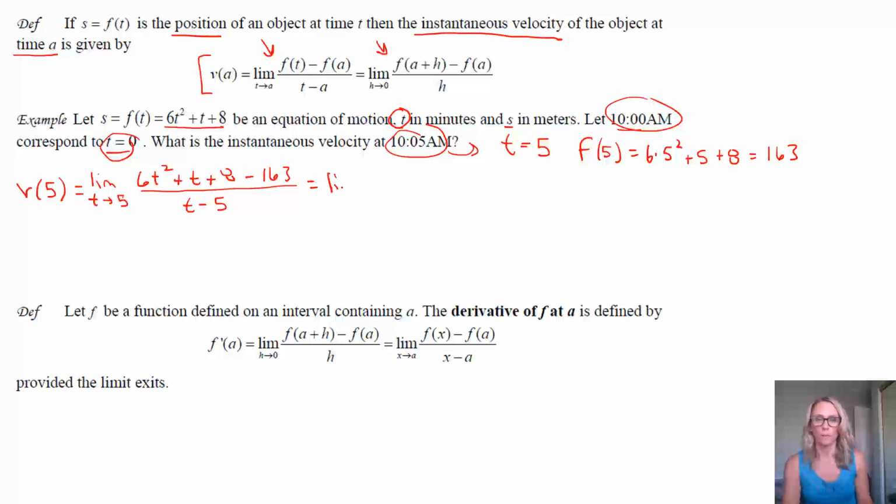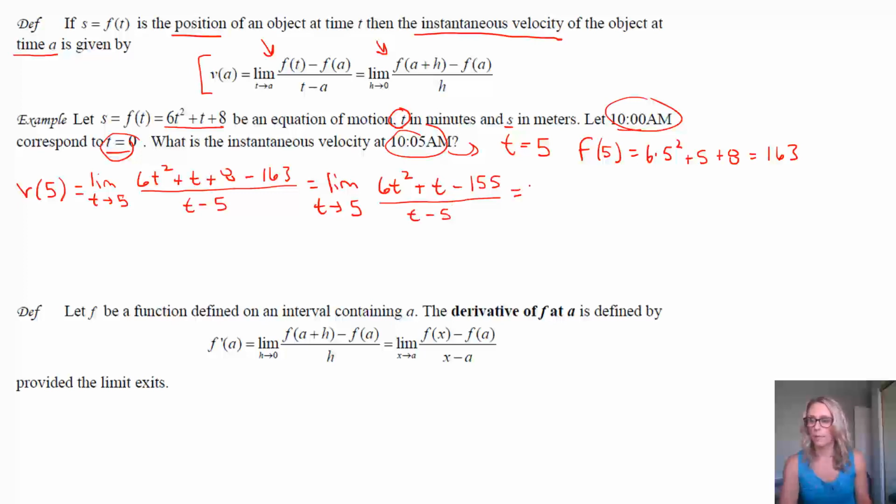So we have the limit as t approaches 5. Now we have 6t squared plus t plus 8 minus 163. So we should do that. That's what I should have done. Ready for that? So combine those two terms. You should get minus 155 over t minus 5.